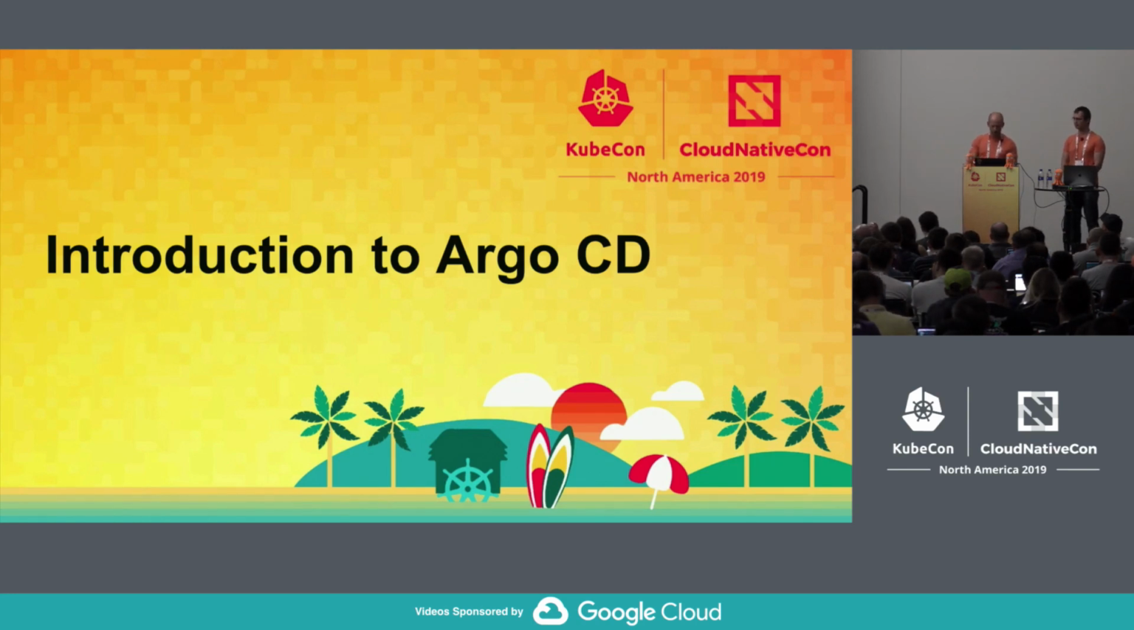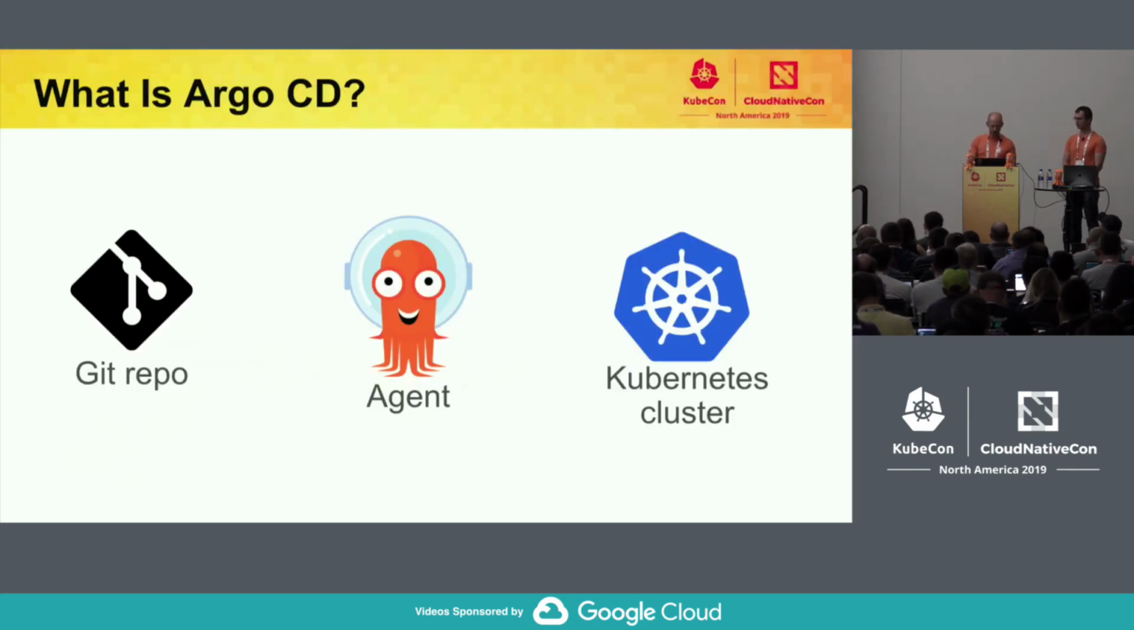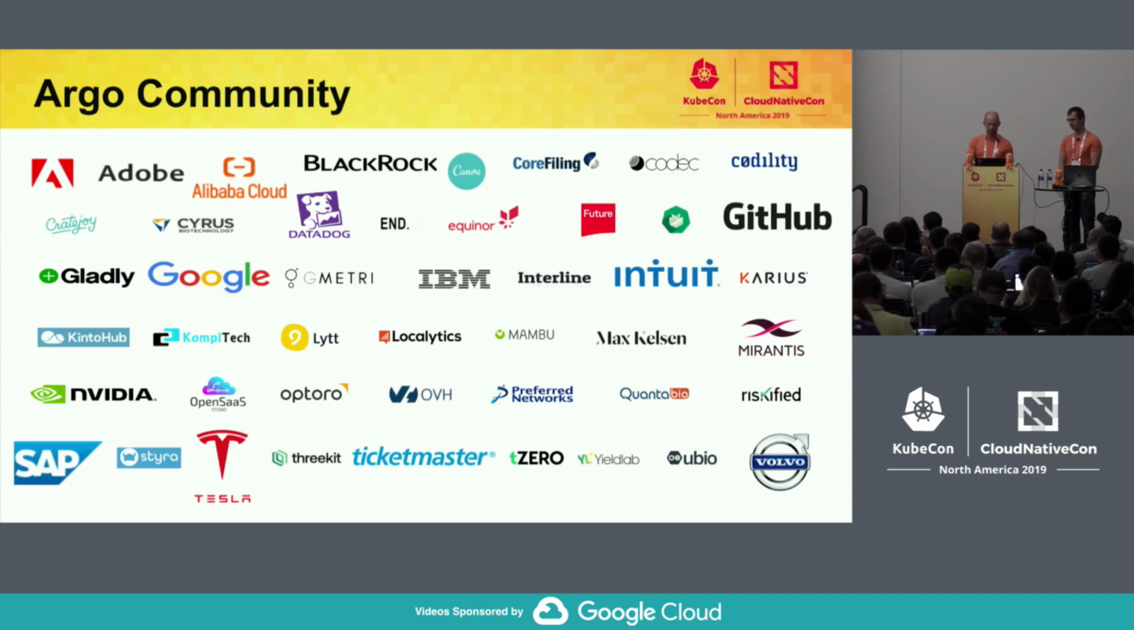So what is Argo CD? Argo CD is this handsome baby Zoidberg here, who's our mascot, and he basically just takes that role of the agent inside your GitOps solution.